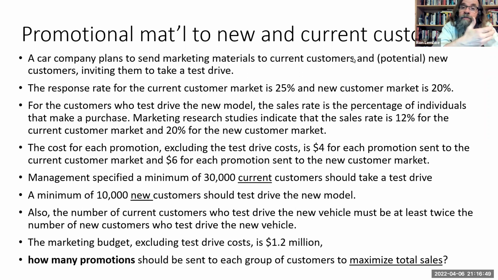The goal for management is to have at least 30,000 current customers take a test drive and 10,000 new customers. And then the number of current customers who take a test drive is supposed to be twice as many as the number of new customers who take a test drive, because we want to encourage our loyal customers to keep coming back, I suppose, would be the thought there. You could easily imagine a scenario where it's the other way around. We want the number of new customers to be twice as many as the current customers. That's fine. It would not be a major change to what we're doing here to make it be that way.